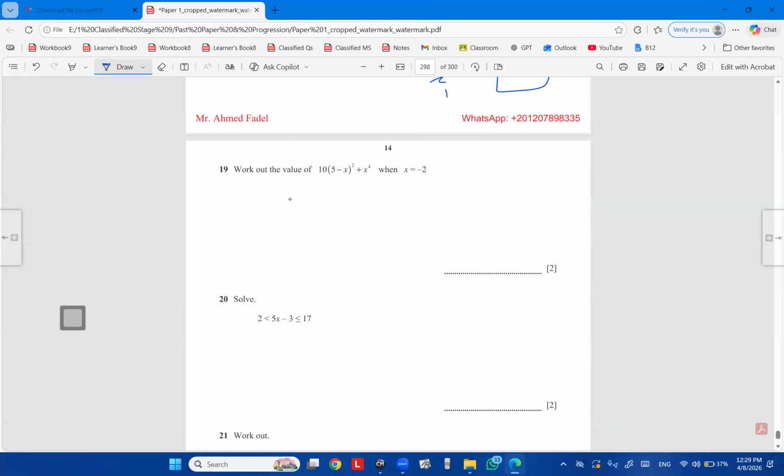x equals -2. So here you've got 10 multiplied by (5 minus -2), all squared, plus -2 to the power of 4. So it is 10 multiplied by (5 minus -2), which means 5 plus 2, which is 7. 7 squared, which is 49. Plus -2 to the power of 4 is going to give you exactly 16, and it's positive 16 because this is an even power. So it's 490 plus 16, which is 506.